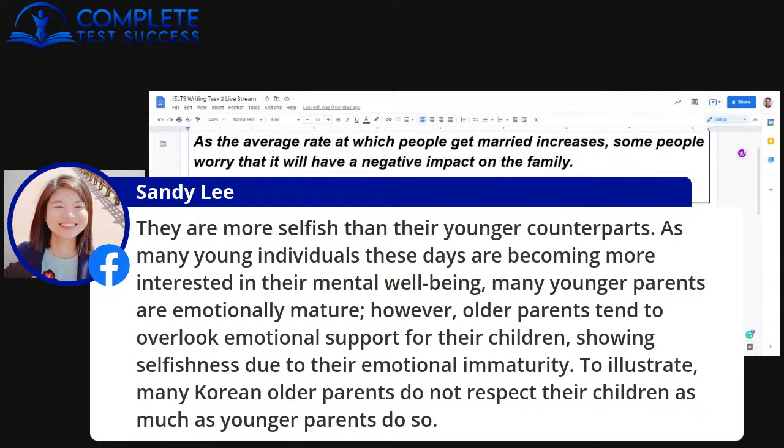Sandy, so this is the previous paragraph. "They're more selfish than their younger counterparts, as many young individuals these days are becoming more interested in their mental well-being. Many younger parents are emotionally mature. Older parents tend to overlook emotional support for their children, showing selfishness due to their emotional immaturity. To illustrate, many Korean..." So just the word order: you would need to say older Korean parents do not respect their children as much as younger parents do. And you don't need "so" at the end of that.